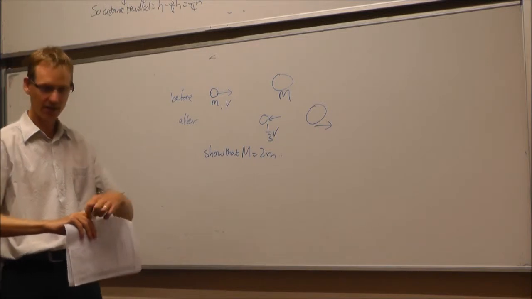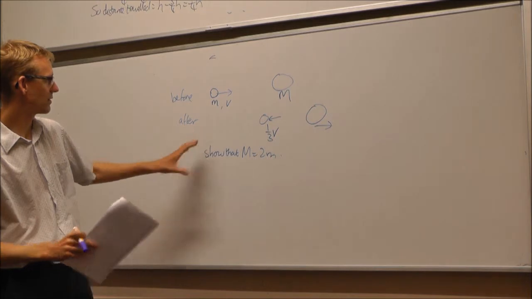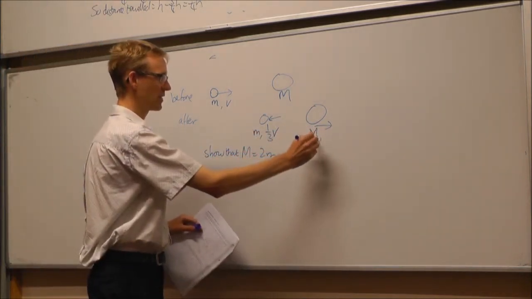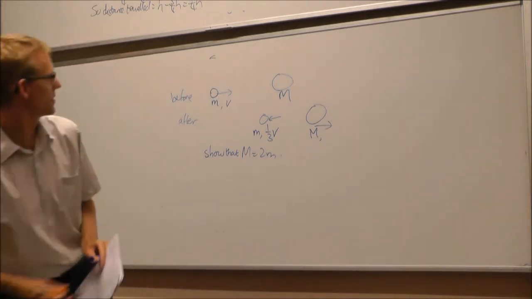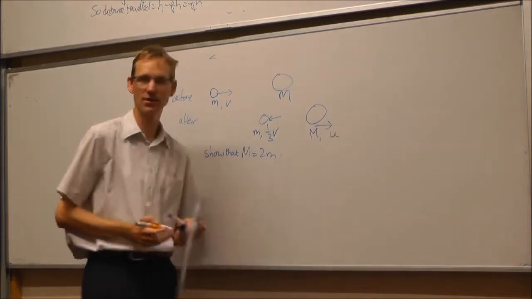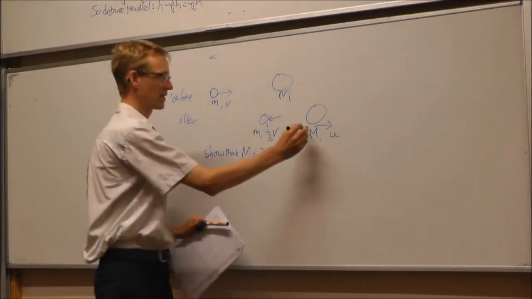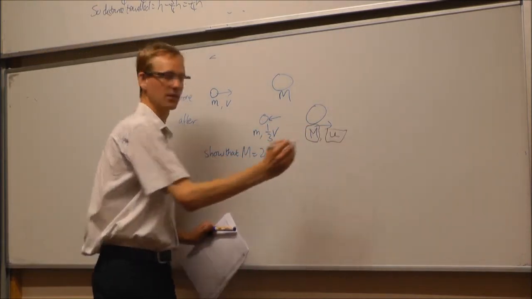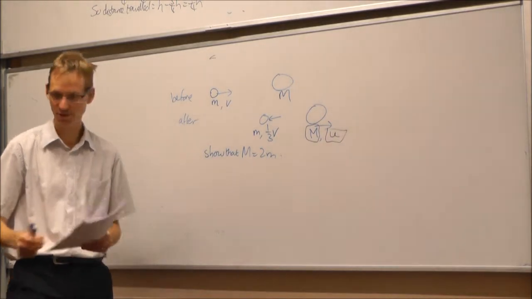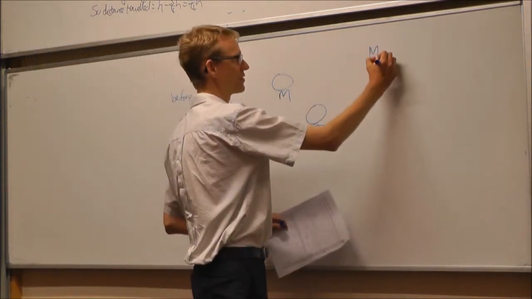Okay, so this is a collisions problem we've got. This is small m. This is big M, we don't know. We also don't know, we're not told, its velocity, call it u. Therefore we've got two unknowns, the mass and its velocity. So we're going to need two equations to do this one. First one is clearly momentum conservation.